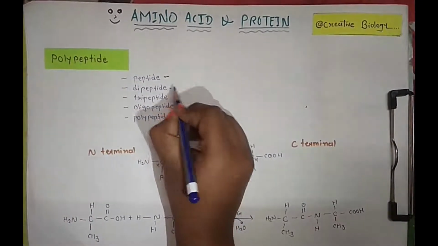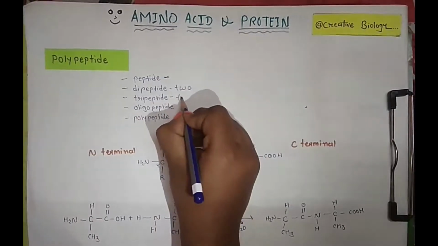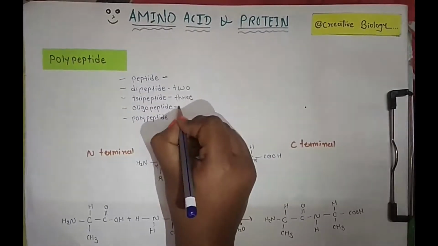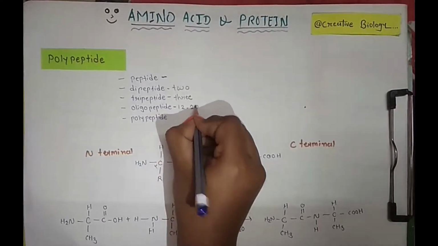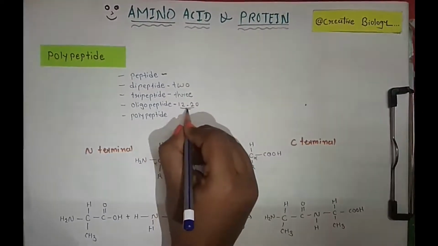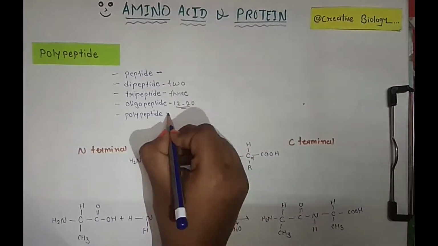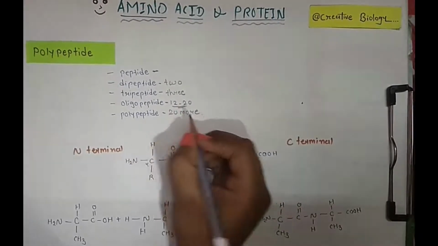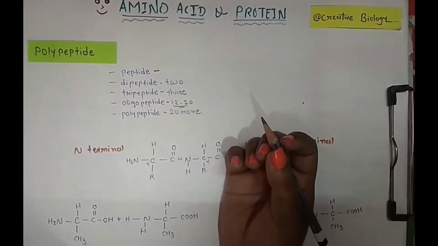If that chain is of two amino acids, it is called a dipeptide. Of three amino acids, it's called a tripeptide. If the chain has 12 to 20 different amino acids, it is known as an oligopeptide. And if there are more than 20, it is known as a polypeptide.